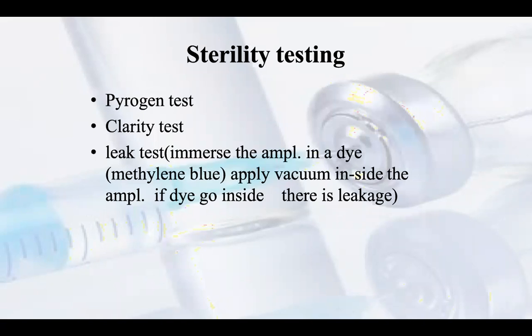Sterility testing, what do we have to do? Pyrogen test, clarity test, leak test. This has to be performed. For the leak test, immerse the ampoule in a dye, methylene blue, and apply vacuum. If the dye goes inside the ampoule, it means there is a leakage.